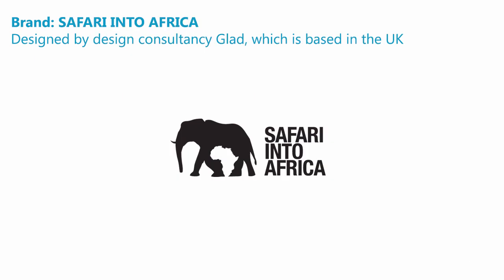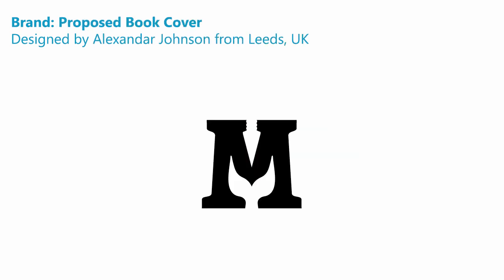And another example, Safari into Africa logo. It was created over in the UK by a graphic design consultancy called GLAD, and they were doing this for a client called Safari into Africa. It's just a safari operator based in Zambia, in the southern part of Africa. And so you see this, and you see an elephant probably first, then their name, and then the negative space between two of the elephant's feet is the continent of Africa. So that's pretty cool.